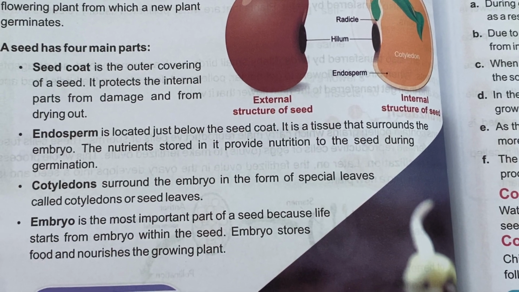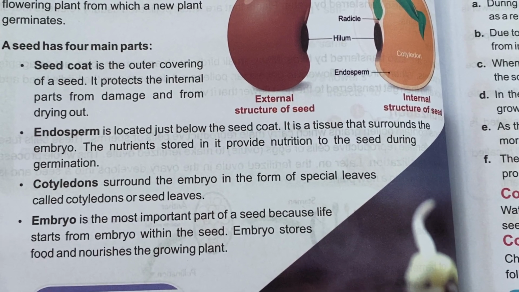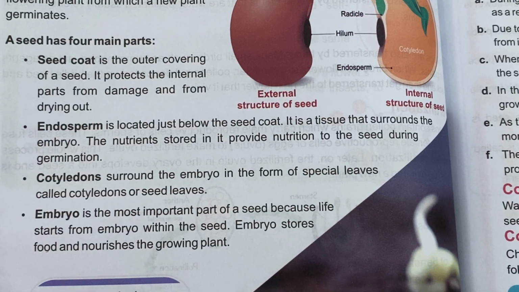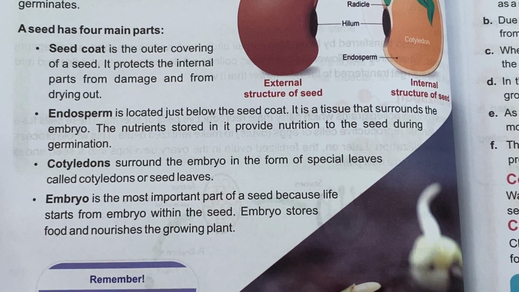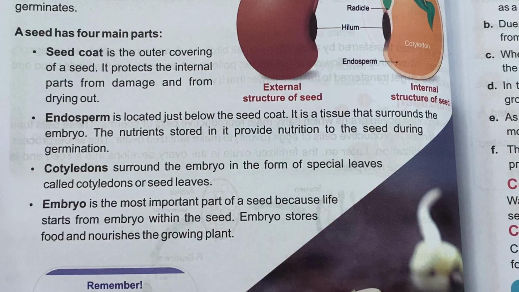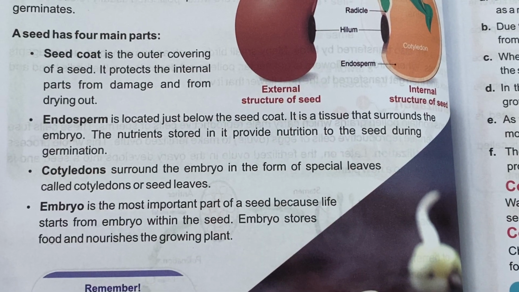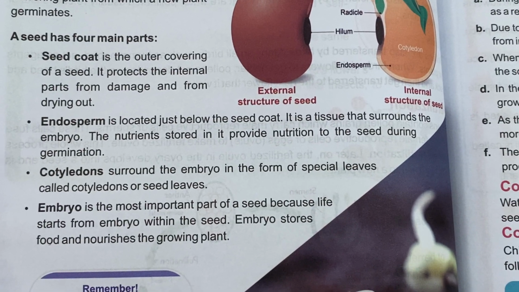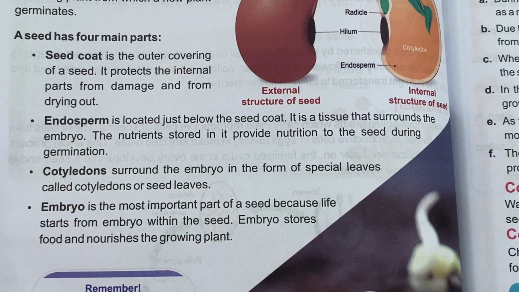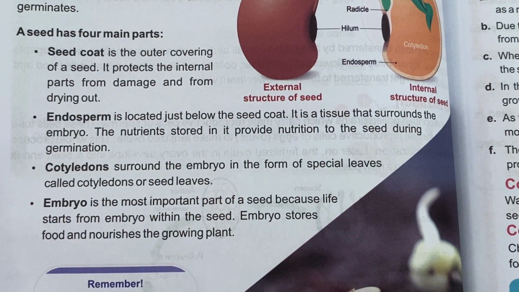Cotyledons surround the embryo in the form of special leaves called cotyledons or seed leaves. Embryo is the most important part of the seed because life starts from the embryo within the seed. Embryos store food and nourish the growing plant.